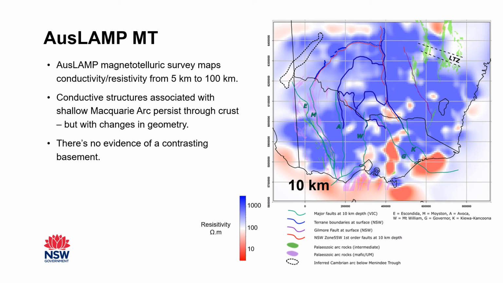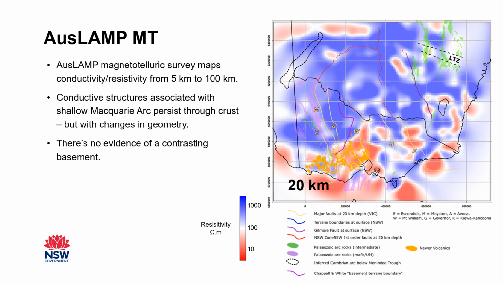Yet another approach is to look at the conductivity model derived by Alison Kirkby of GA from the AusLAMP magnetotelluric array. This yields a conductivity model from the upper crust to the base of the lithosphere, and amongst other features, conductivity highs, warmer colours, mark both the Macquarie Arc and the Cambrian Stavely Arc. As we migrate down through the crust, the highs associated with the Macquarie Arc persist, although their shape alters a little.